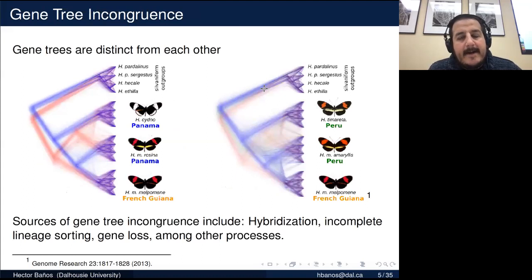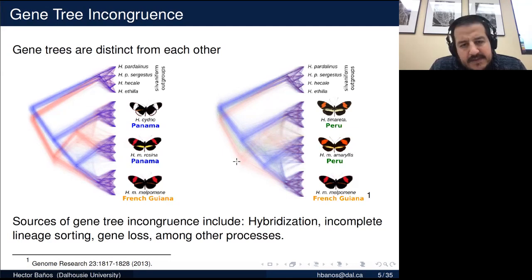It is well known that gene trees do not have to depict the same evolutionary relationships. This is a very well-known data set of the Heliconius butterflies, where you can see in blue how these two species are more closely related, but for other genes, we have these ones. And it doesn't have to be as clear as that. The reason for this gene tree incongruence could be hybridization, incomplete lineage sorting, gene loss, and other processes, even error from constructing your gene tree. So there are many reasons for gene tree incongruence. For this talk, we're going to focus on just hybridization and ILS.